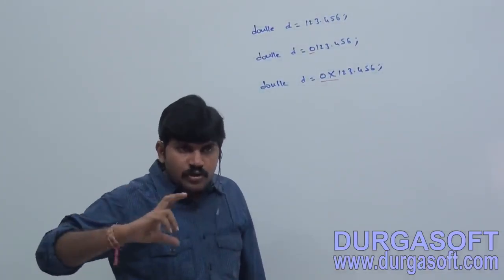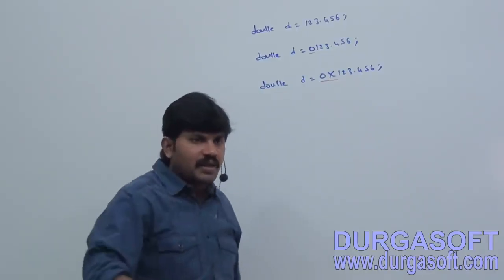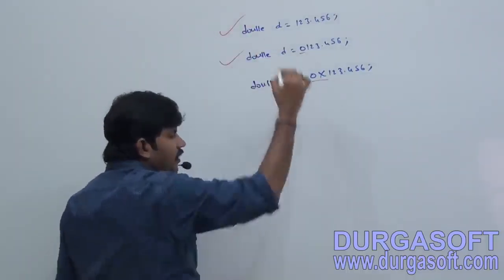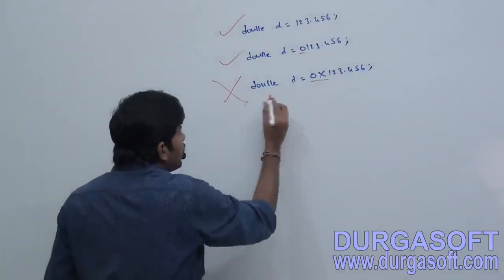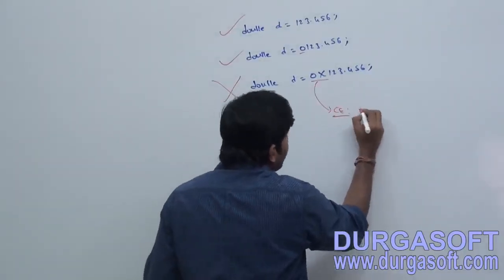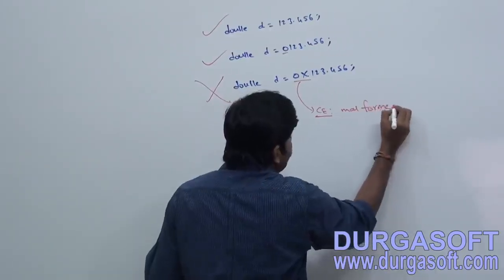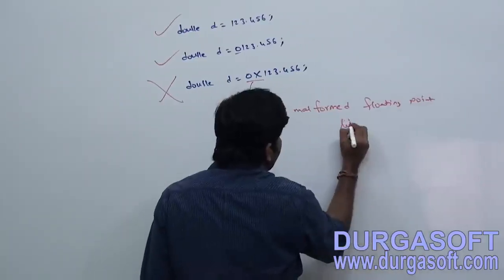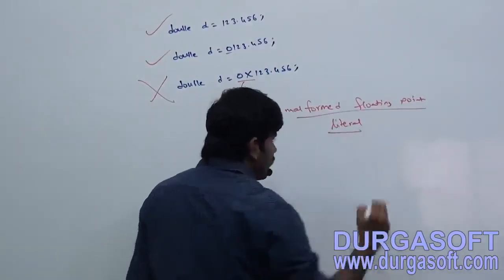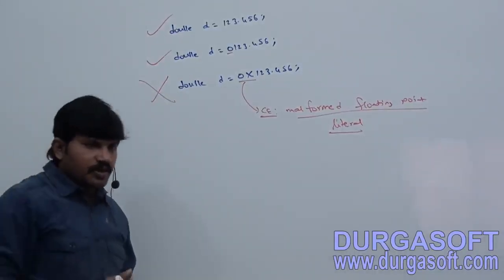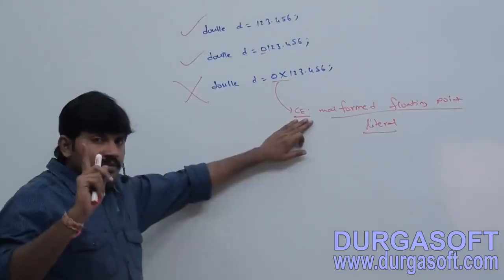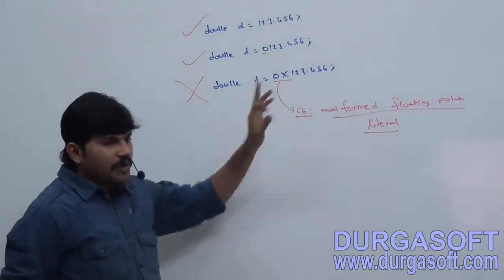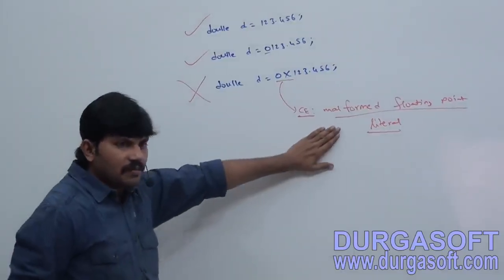By mistake, if you try to use the integral literal convention here, you are going to get a compile time error. Sir, the first one is perfectly valid. The second one is perfectly valid. The third one is invalid. We are going to get a compile time error saying malformed floating point literal. Here the point is double d = 0x123.456, and you are telling malformed floating point literal, right?